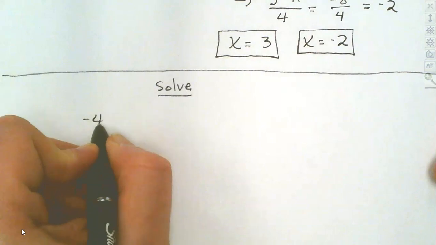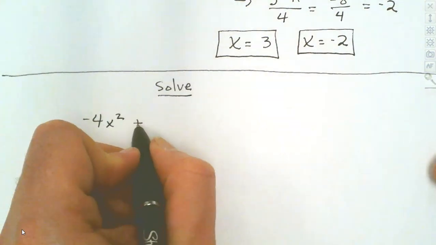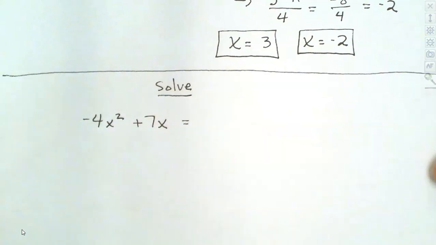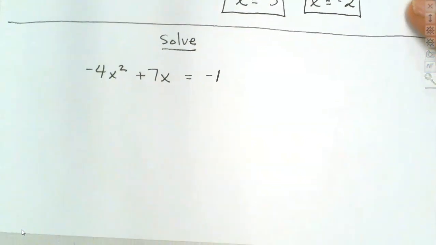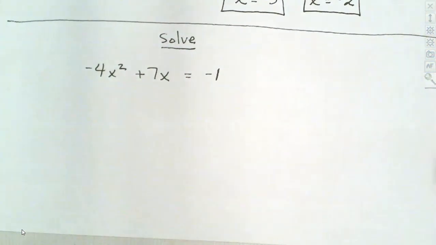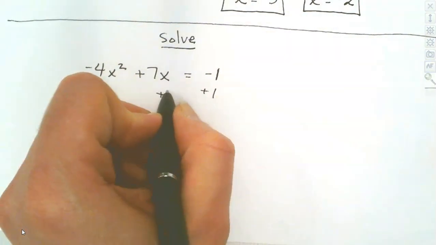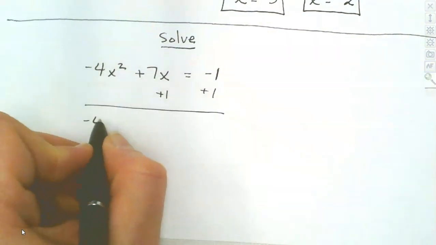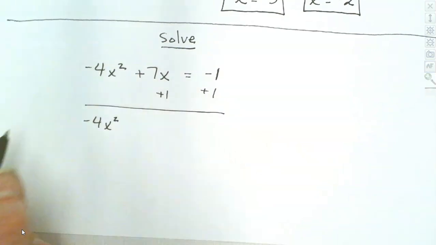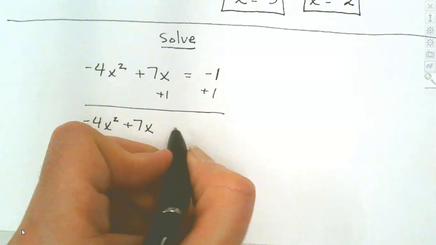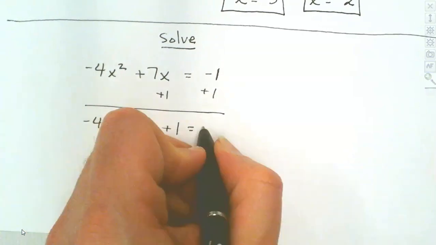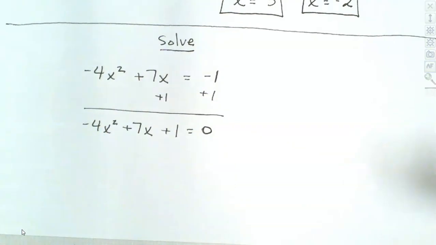How about a minus 4x squared plus 7x equals a minus 1. I'm going to go ahead and set this to 0, so add your 1. And now we've got a minus 4x squared plus 7x plus 1 equals 0. And again, we never want to start with a negative number in our quadratic formula. If a is negative, you end up dividing by a negative, and it makes it more confusing.